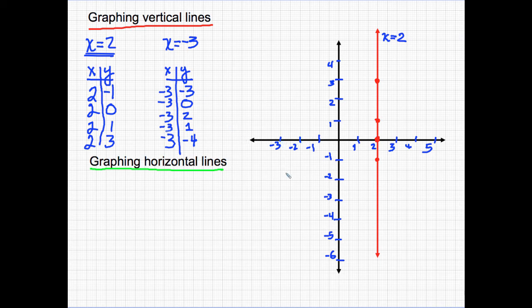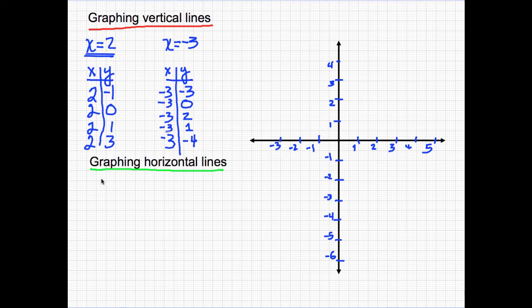Negative 3, negative 3 would be right here. Negative 3, 0 is here. Negative 3, 2. And negative 3, negative 4. Once again, you'll notice that the points all lie on a vertical line. So the graph of the line x equals negative 3 is a vertical line.